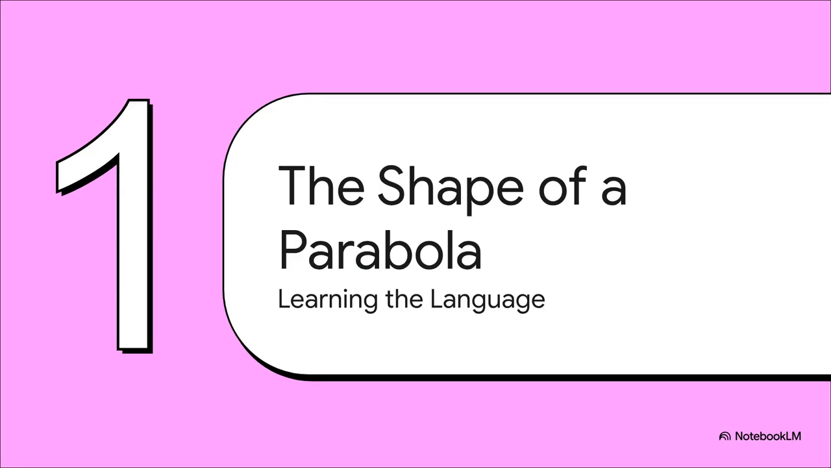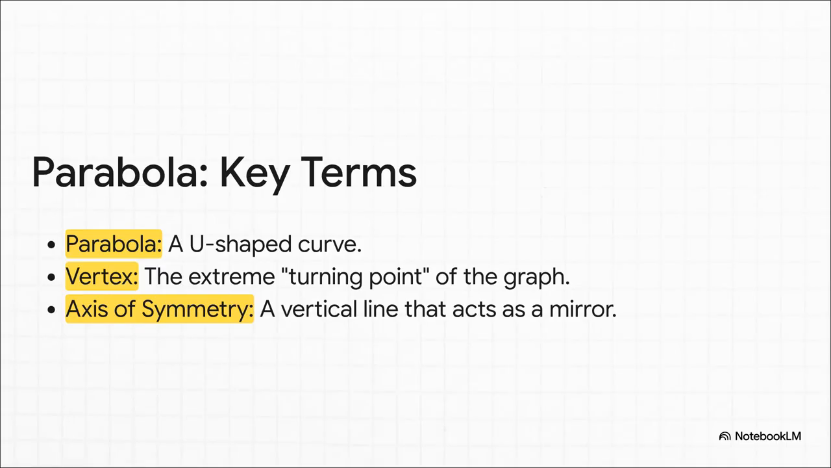Okay, first things first. We've got to learn to speak the language. To really get a handle on the power of a parabola, you need to know its key parts. The landmarks that define its shape and tell you what it's doing. There are really just three core terms you gotta know. The parabola itself, that's the U-shaped curve. Then you have the vertex. Now, the vertex is that critical spot where the whole curve changes direction. It's either the very bottom or the very top.